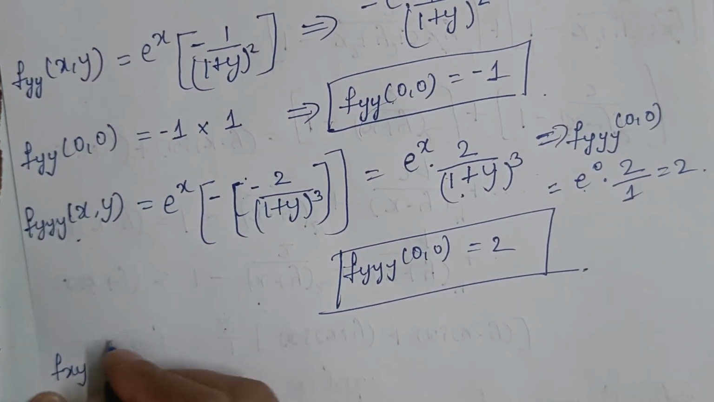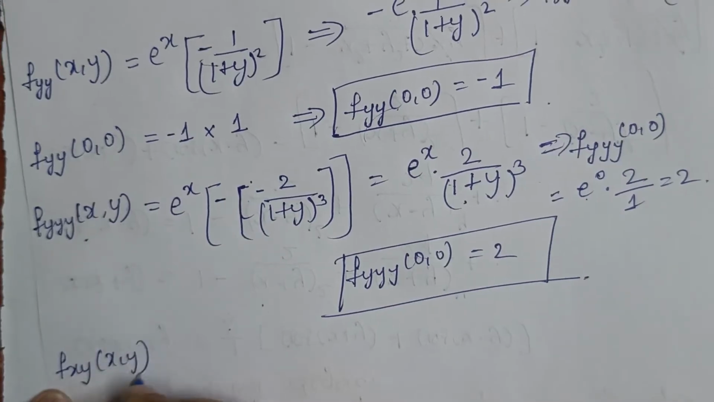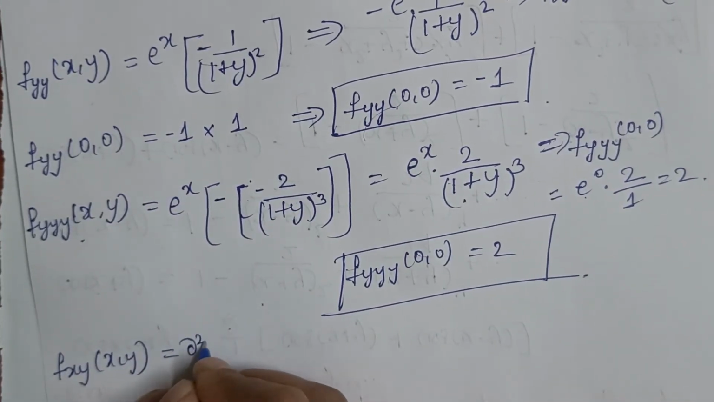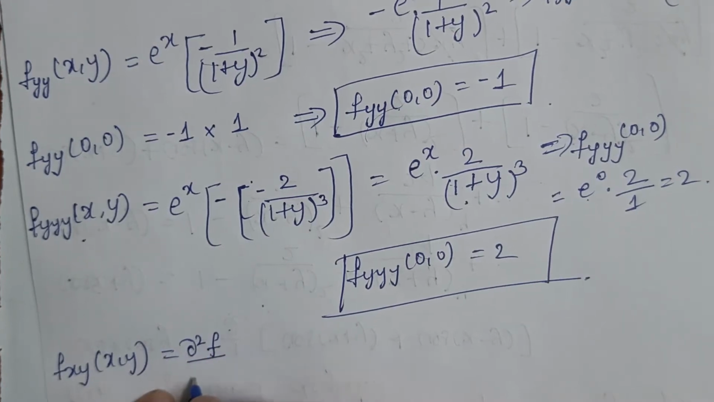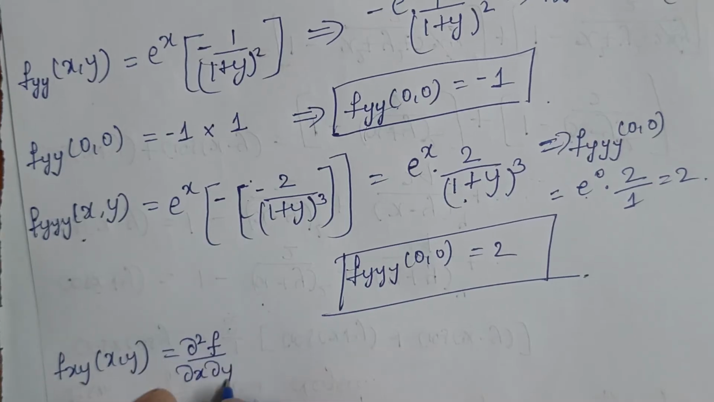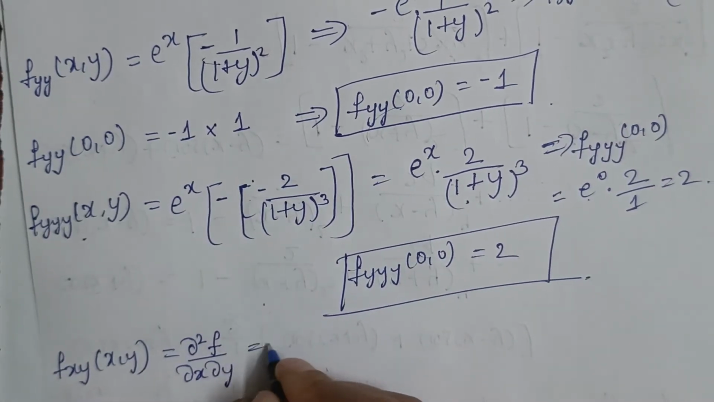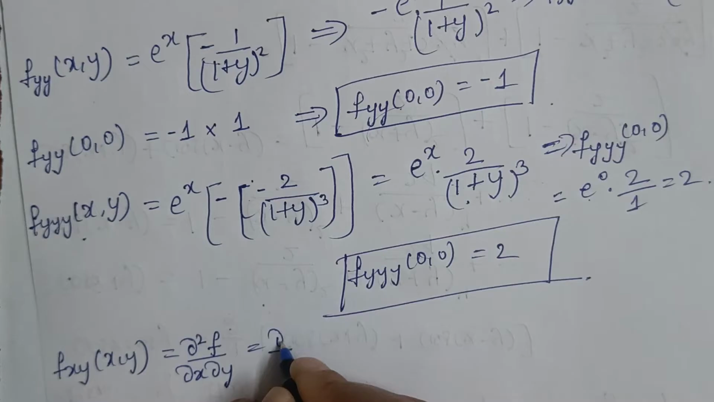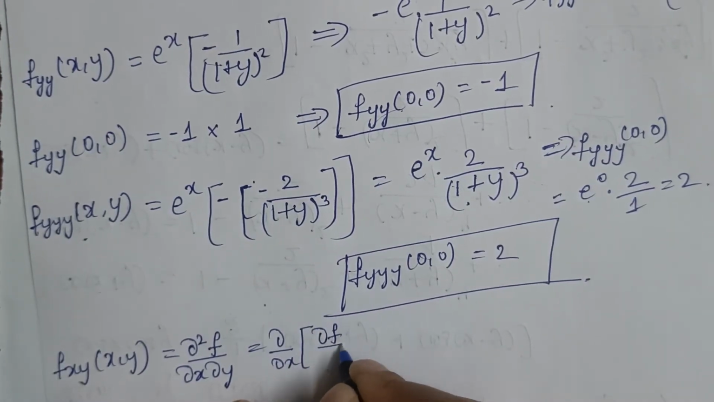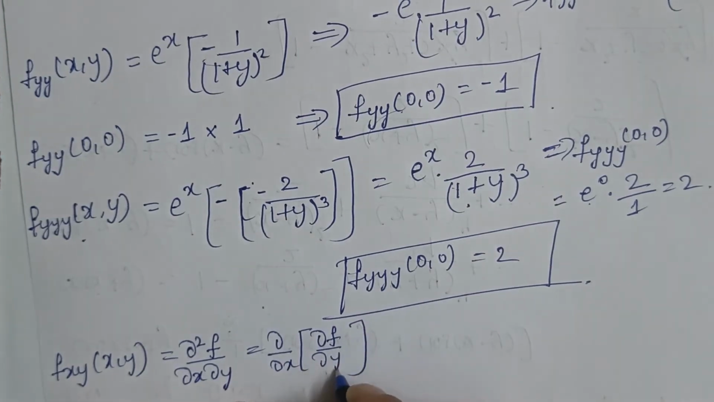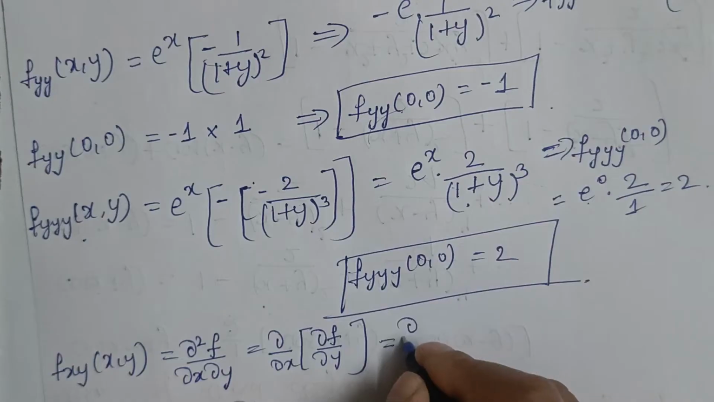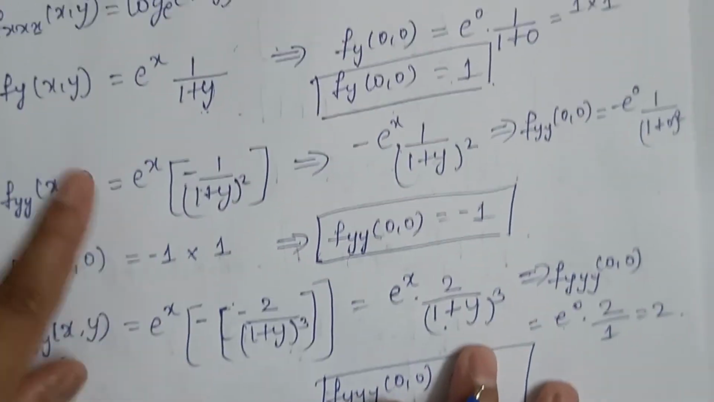Now we have to find f_xy(x, y). So this is nothing but ∂²f divided by ∂x ∂y. This is nothing but ∂ by ∂x of the function ∂f by ∂y. So this is f_y, we already have f_y, so we will write f_y.